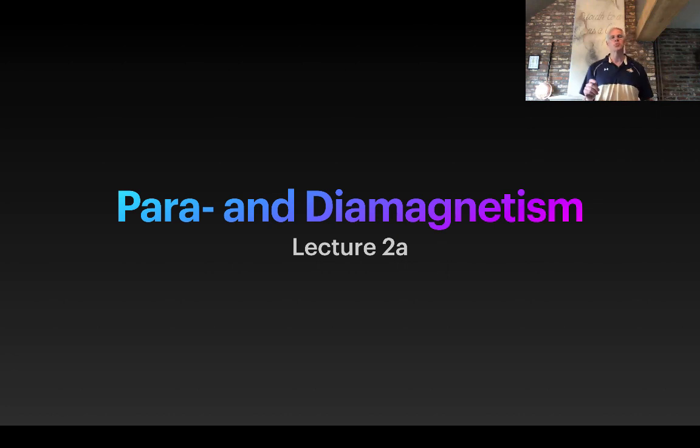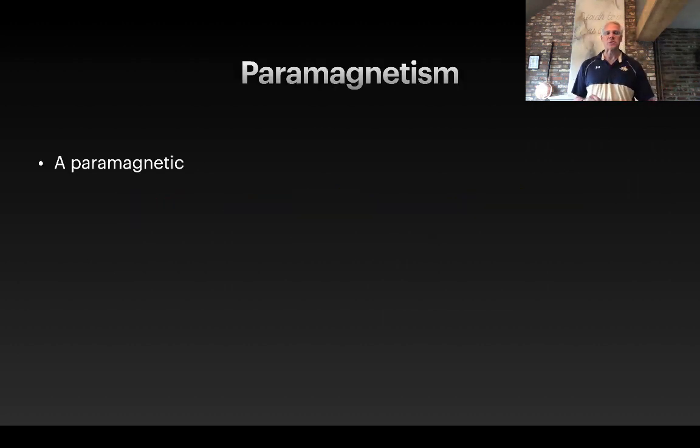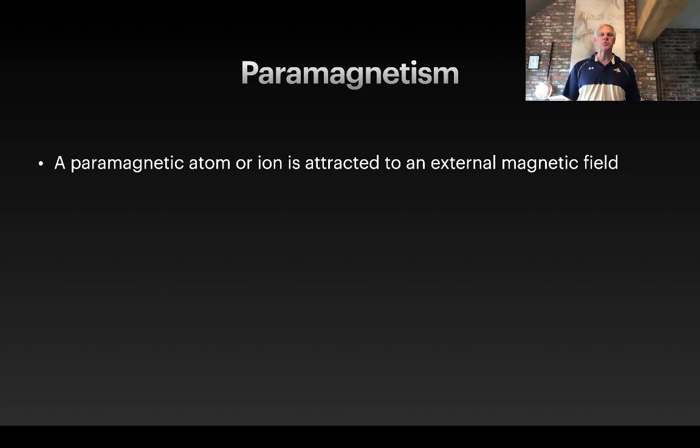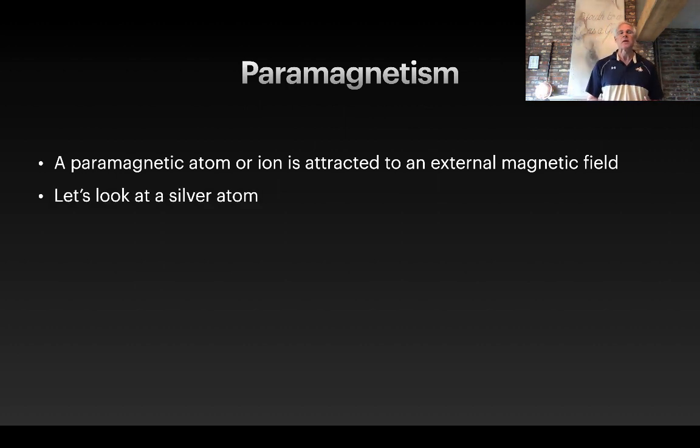Hey everyone, welcome to lecture 2, and we're going to start off talking about paramagnetism and diamagnetism, which really follows our idea of our atomic Lewis dot structure. So let's take a look at what these two terms mean. Paramagnetism has to do with how an atom interacts with an external magnetic field. If something is paramagnetic, it means that that atom or ion is attracted to an external magnetic field. Let's take a look at something like a silver atom.